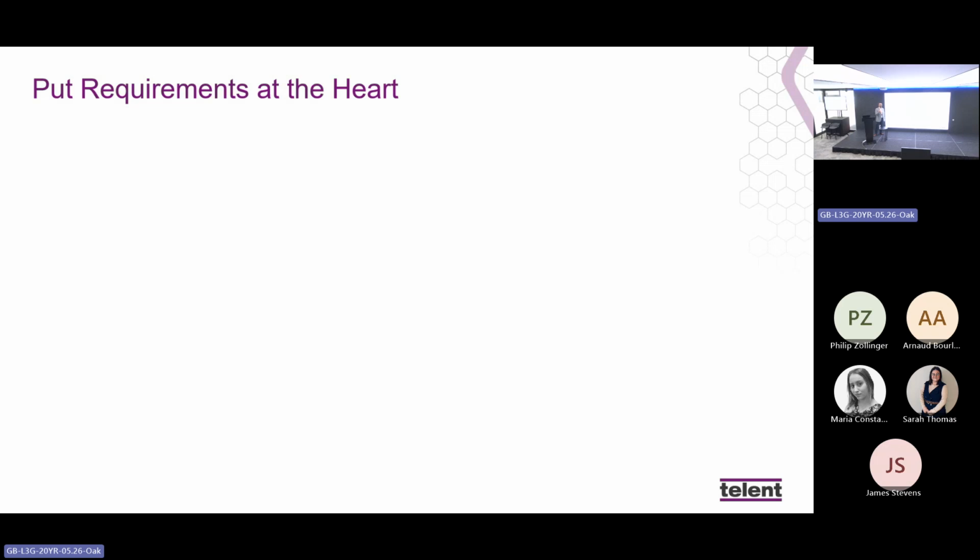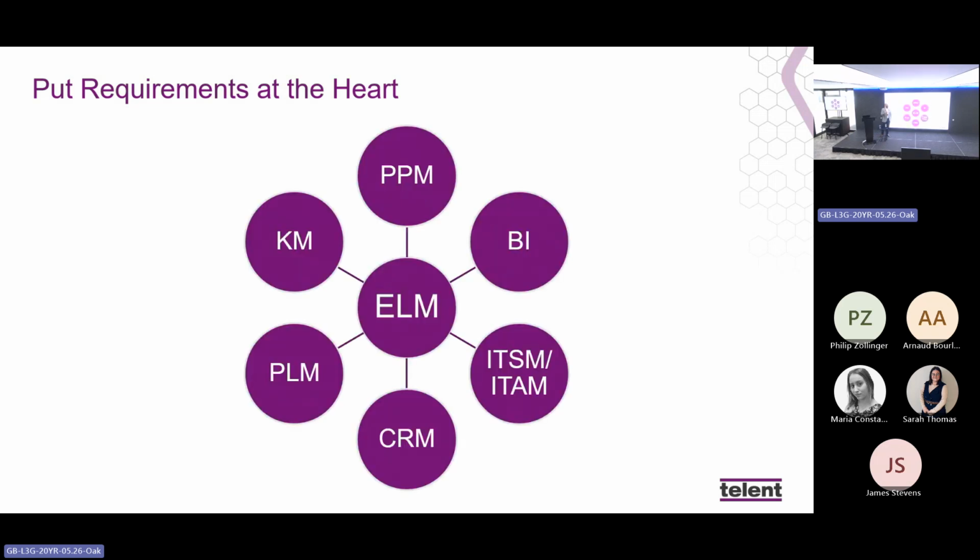So another cultural step we're going on is, and this is part of the integration hub journey, putting requirements at the heart of everything we do. It was kind of mentioned earlier, you start with the requirements. So that's the idea. We'll have ELM in the middle of lots of acronyms: knowledge management, product lifecycle management, project and portfolio management, business intelligence, IT service or asset management, our customer relationship management tools. It all needs to kind of relate back to the requirements of what we're being asked.